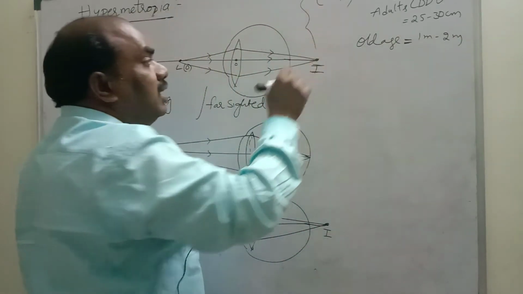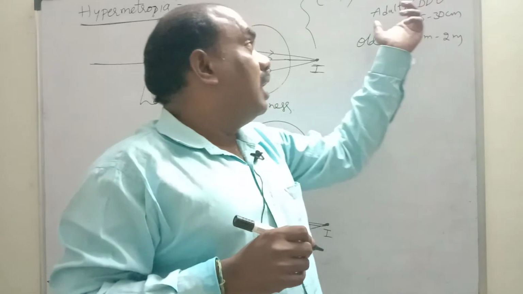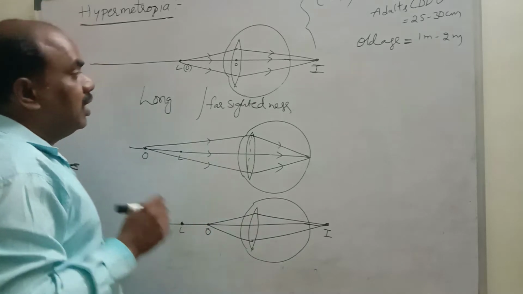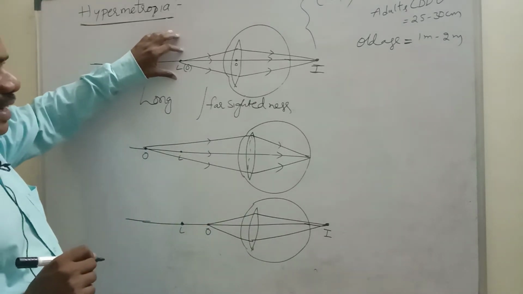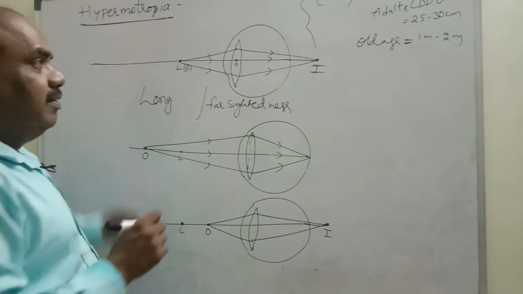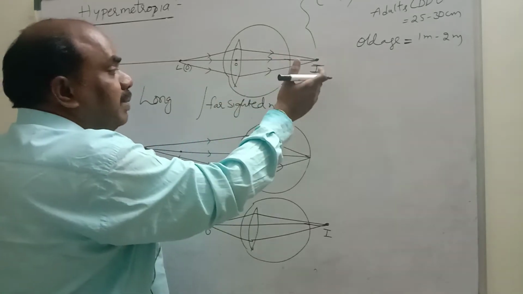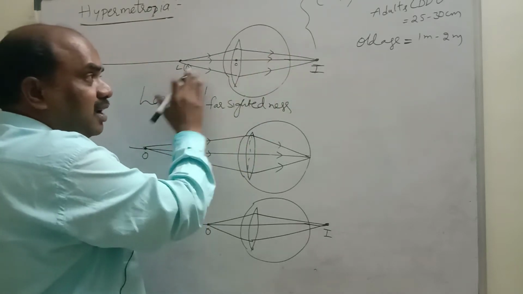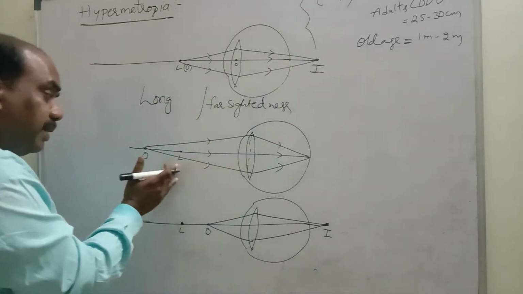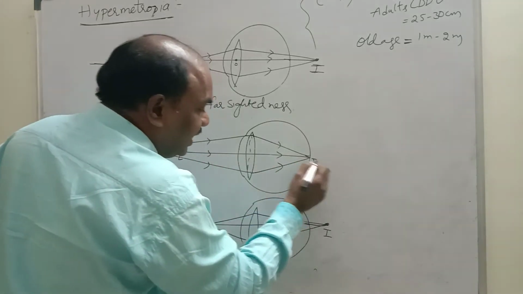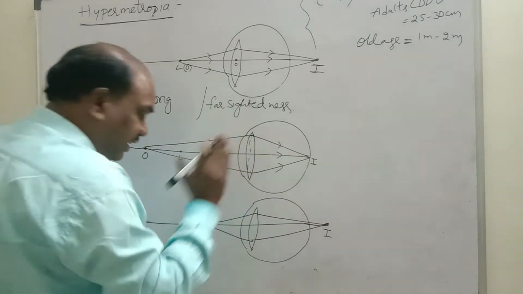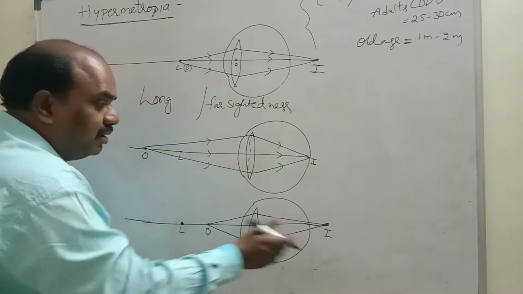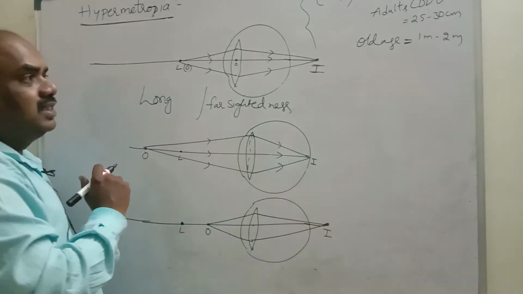Remember these three. Children's LDDV is 7 to 8 centimeter. Adults' LDDV is 25 to 30 centimeter. Old age people's LDDV is 1 meter to 2 meter. Once again, suppose the object is at LDDV, which for adults is 25 centimeter. The image forms behind the retina of the eye for the hypermetropia patient, so he cannot see nearer objects clearly. If the object is beyond L, no problem, the image forms exactly on the retina, so he can see farther objects clearly. If the object is between L and the eye lens, the image again forms behind, so he cannot see clearly.